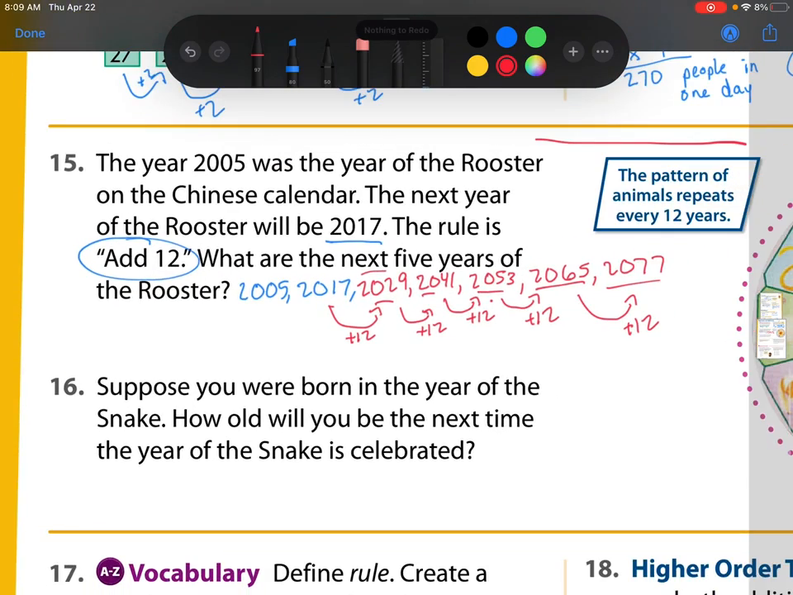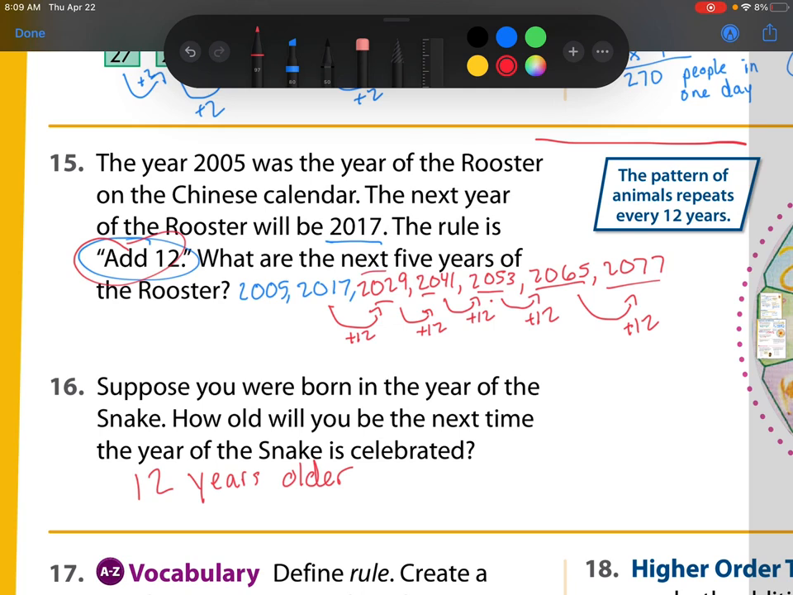Now our next question says, suppose you're born the year of the snake. How old will you be the next time the year of the snake is celebrated? Now, there's 2 ways you could do it. You could say, well, since it's a pattern every 12 years, I will be 12 years older. Or you could actually figure out the math.